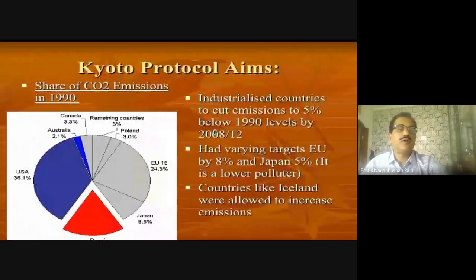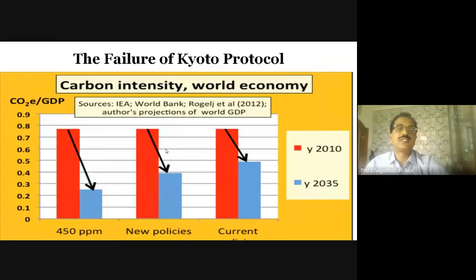And under Kyoto, major developed and industrial countries were expected to cut emissions to 5% below 1990 levels by 2008 to 2012, and it never happened. It never happened because all these are powerful countries with a high standard of living, and it was very difficult for them to come back to the 1990 level. Because of this, the Kyoto Protocol is considered to be a failure based on the report of the World Bank.